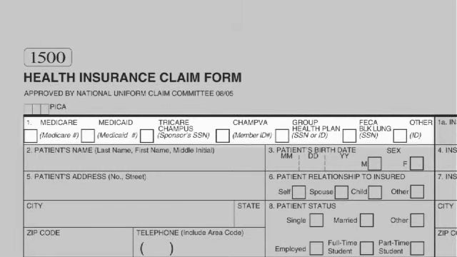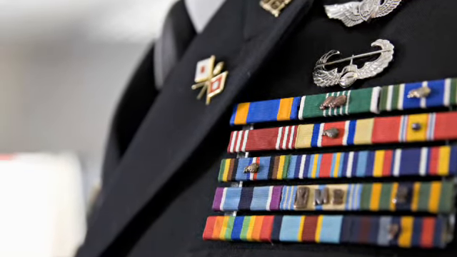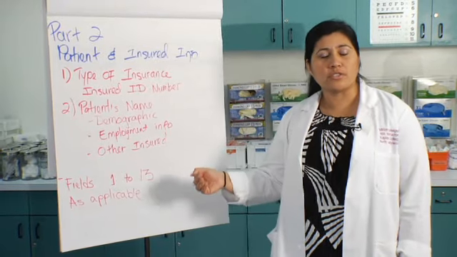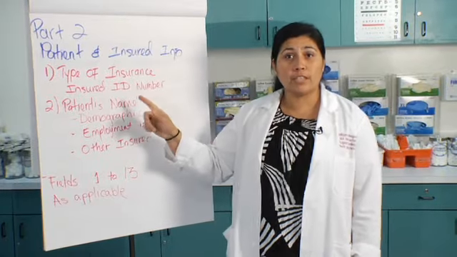That is the type of insurance the patient has. Do they have Medicare? Do they have Medicaid? Do they have Champus VA? That is for military retired personnel. Do they have private insurance? Do they have an HMO? That's what you need to be careful of when you're looking at field 1.